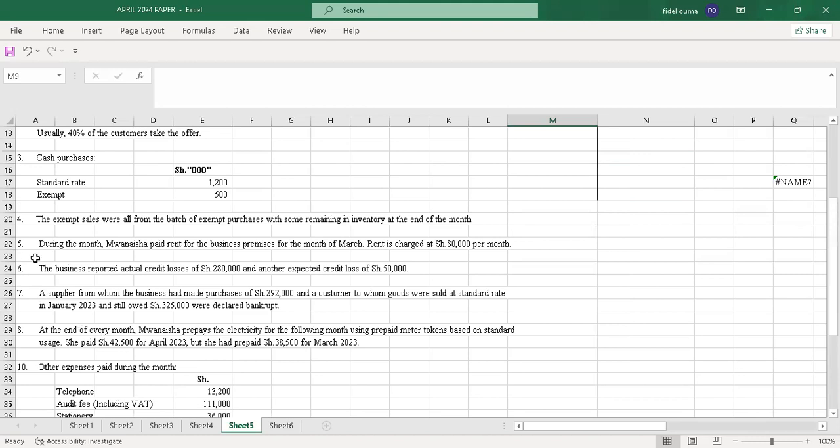During the month, Mwanaisha paid rent for the business premises for the month of March. Rent is charged at shillings 80,000 per month. Yeah, so there's VAT chargeable on rent paid when you are renting, hiring or leasing non-residential buildings or premises, the commercial building. So this is where she's doing business. So it means that there was VAT, but the building owner is the one who is required to register for VAT, the one you are paying.